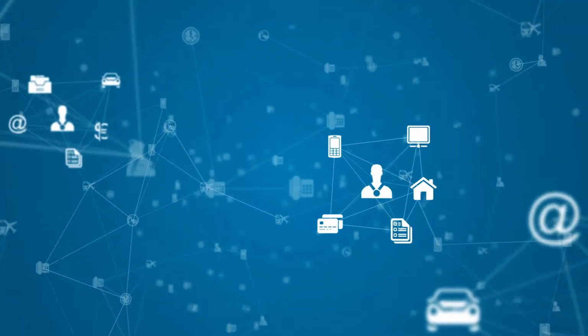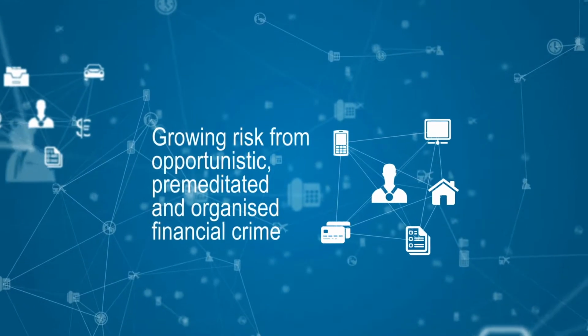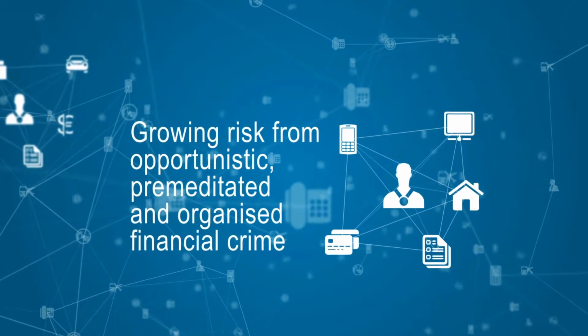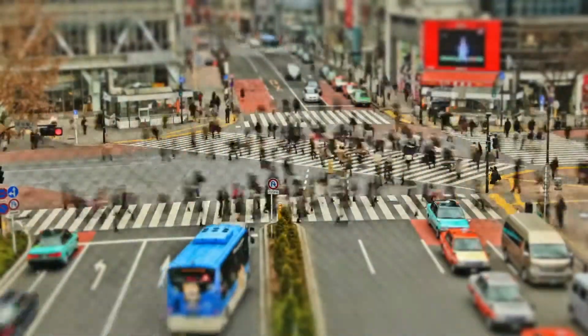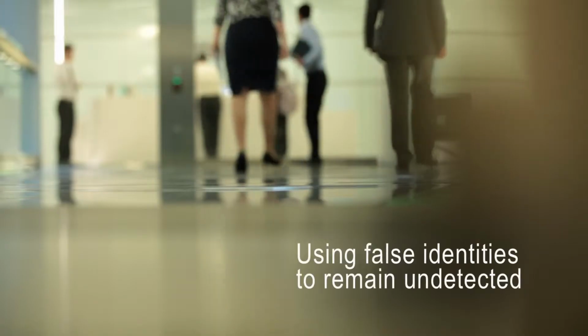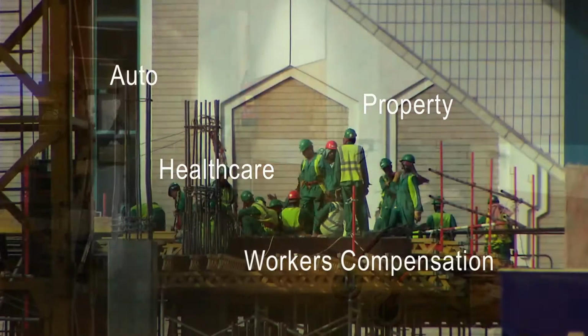Insurance companies constantly face a growing risk from opportunistic, premeditated, and organized financial crime. The problem is highly complex and is often compounded by other factors. For example, fraudsters frequently exploit multiple product lines, routinely use false identities to remain undetected, and may sometimes work in collusion with your employees and suppliers.